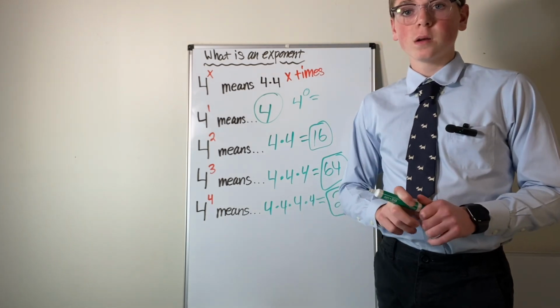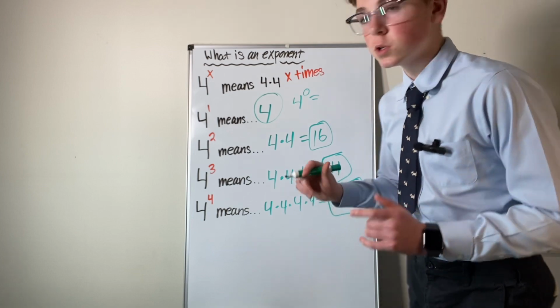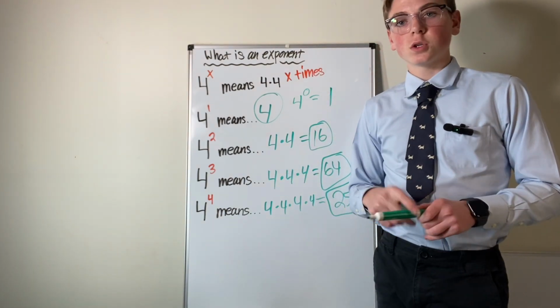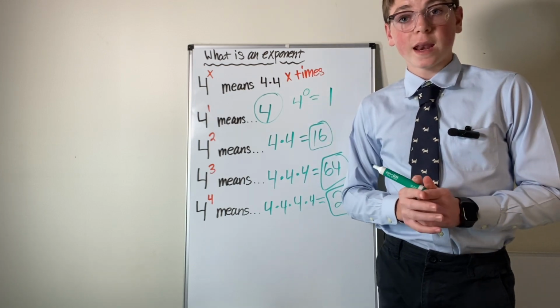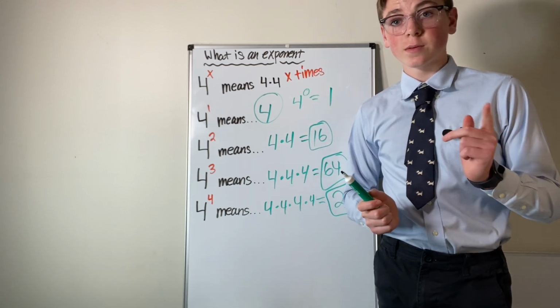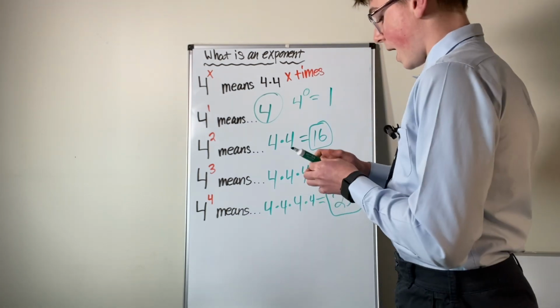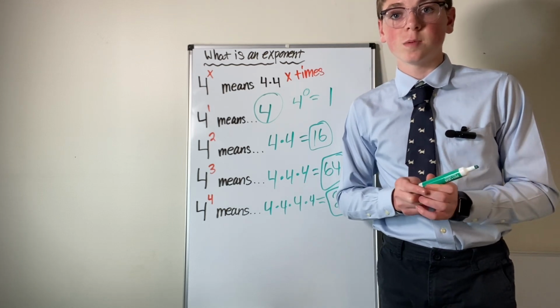So 4 times itself 0 times is equal to 1. That's interesting. Just always keep that in mind. That's a little property of exponents, that anything to the 0th power, times itself 0 times, is 1. So x to the 0 is 1. Y to the 0 is 1. 17 to the 0 is 1.